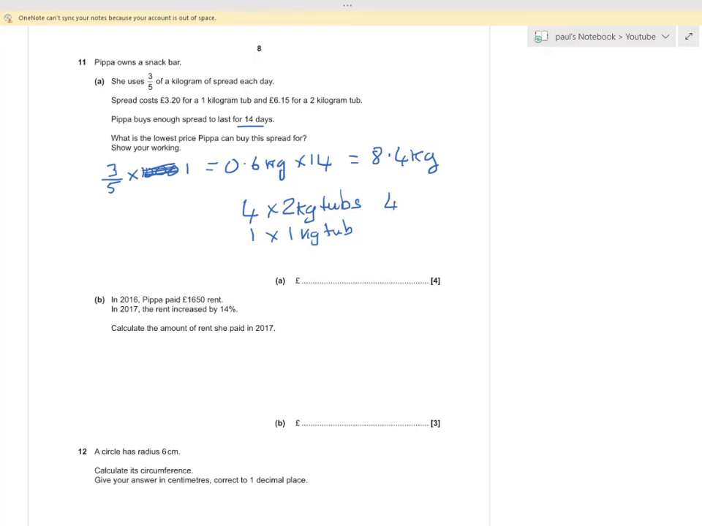So that's 4 times 6.15 and 1 times 3.20, and add those two together, and that should tell us how much. So 4 times 6.15 is £24.60. So I reckon that's £27.80. In 2016, Pippa paid that much rent. The rent increased by 14%. Calculate the rent she paid in 2017.